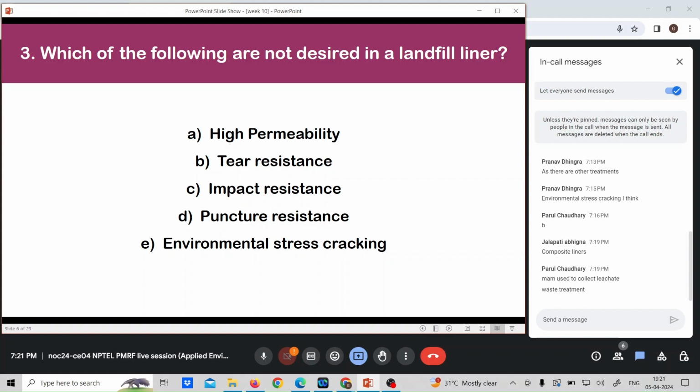Okay, in that case, do you think that the landfill liner should have high permeability? Our intention is to not let the leachate out, and to fulfill this purpose, we are using a landfill liner. First of all, we are digging one big hole, and above that, the first thing that we will place will be the liner. So what do you think? Should it be highly permeable or should it have low permeability?